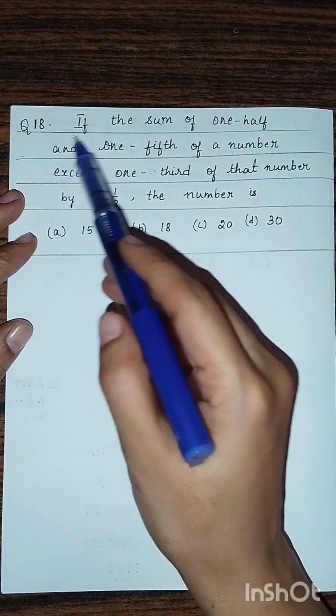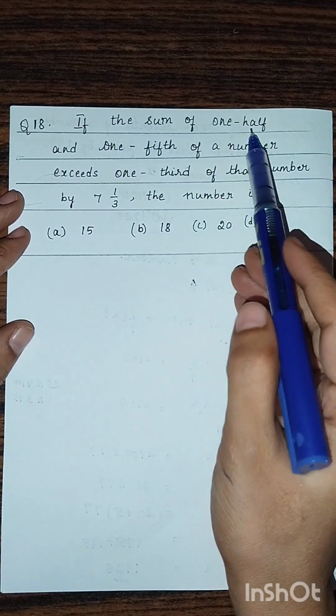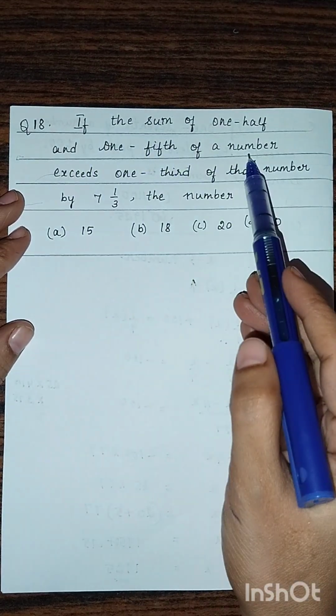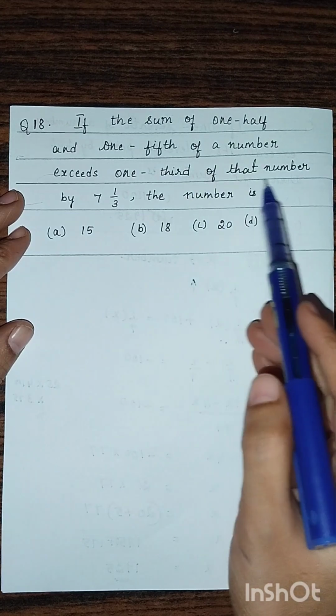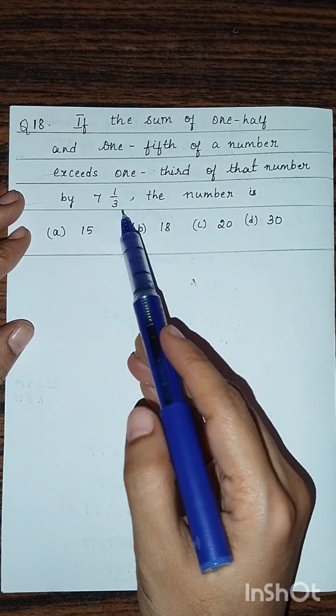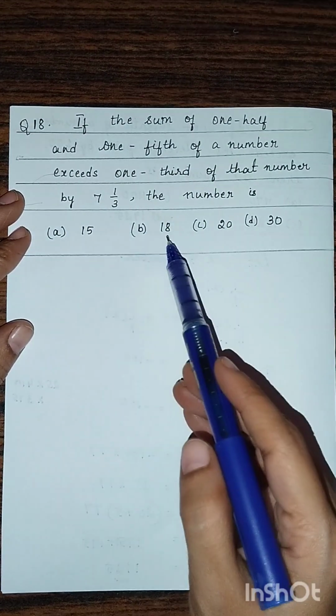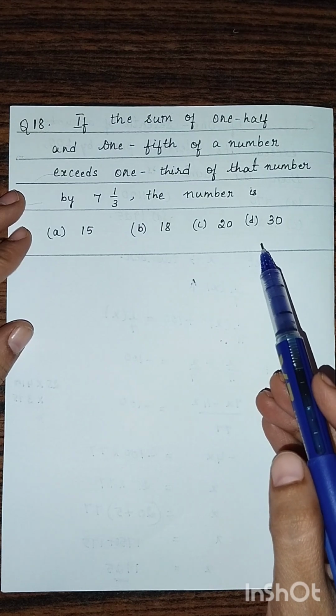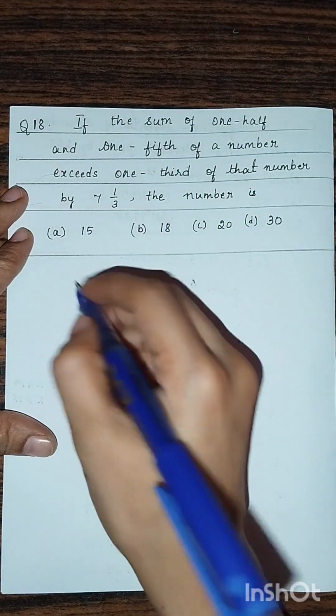Question number 18. If the sum of 1/2 and 1/5 of a number exceeds 1/3 of that number by 7 1/3, the number is 15, 18, 20, 30. So let us label the unknown number.